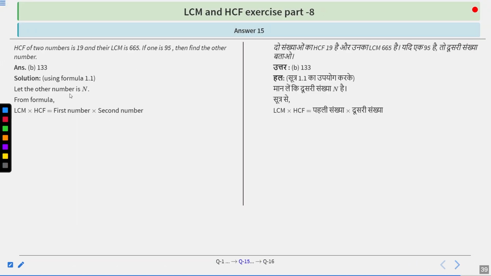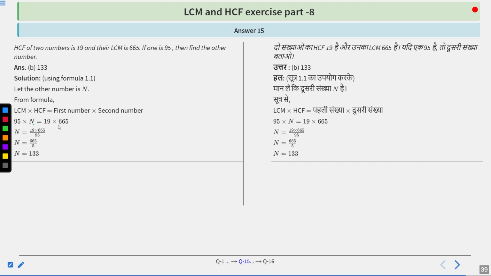Now let the other number be N. As per formula 1.1, LCM into HCF is equal to first number into second number. One of the numbers was 95, another number is N. So 95 into N is equal to LCM into HCF. LCM was 665 and HCF was 19. So N is equal to 19 into 665 upon 95. That is 665 upon 5. So N becomes 133. That means the other number was 133. Option number B is the correct answer.